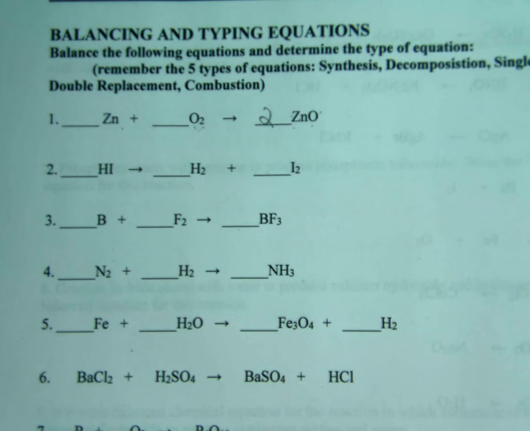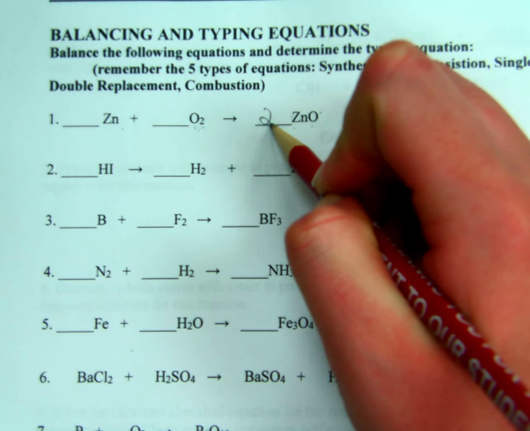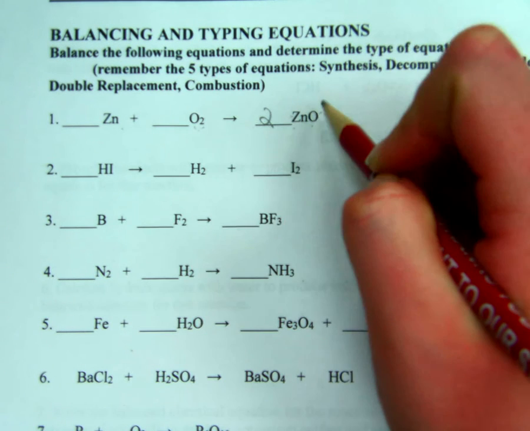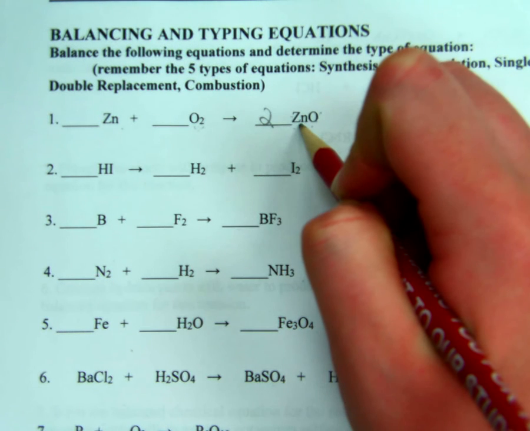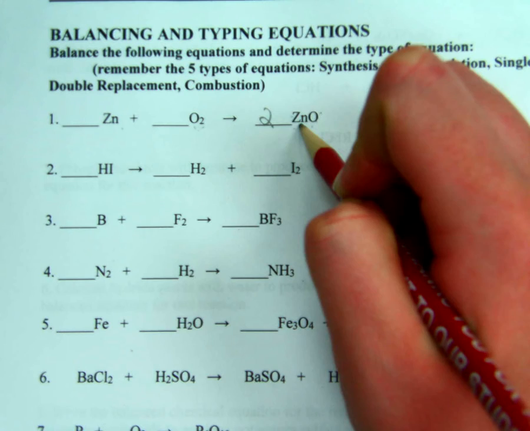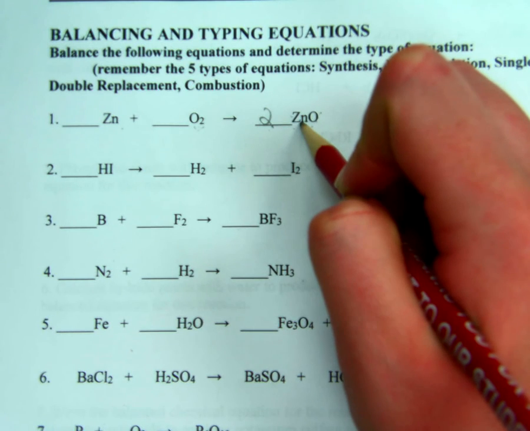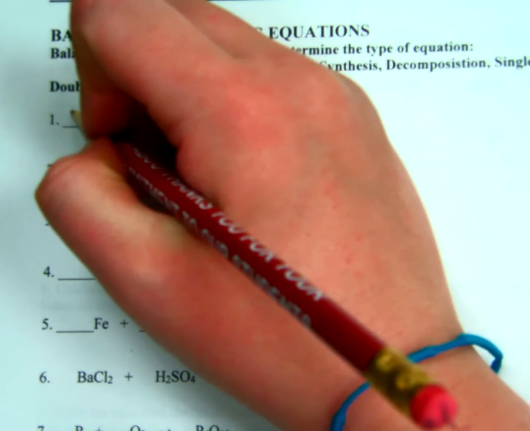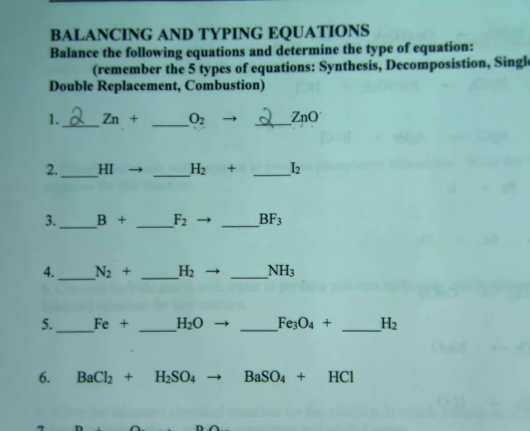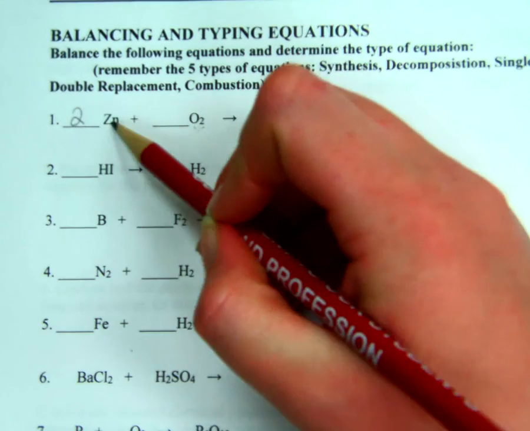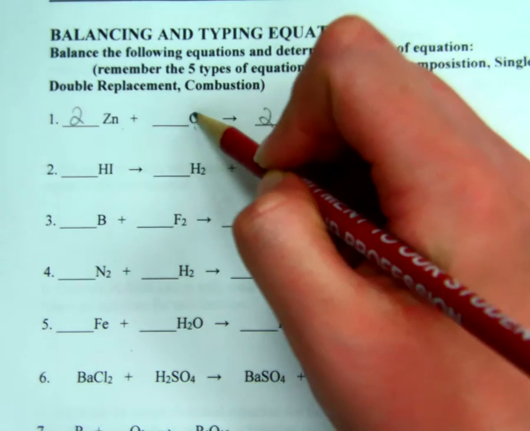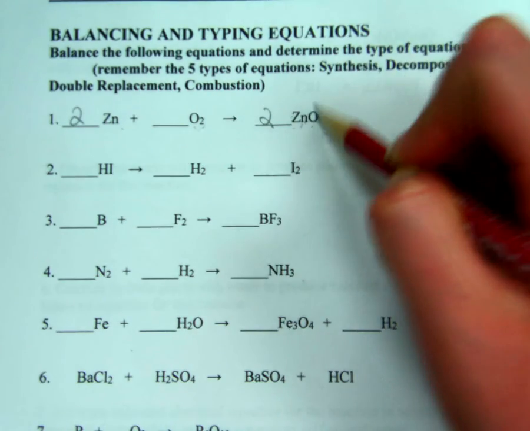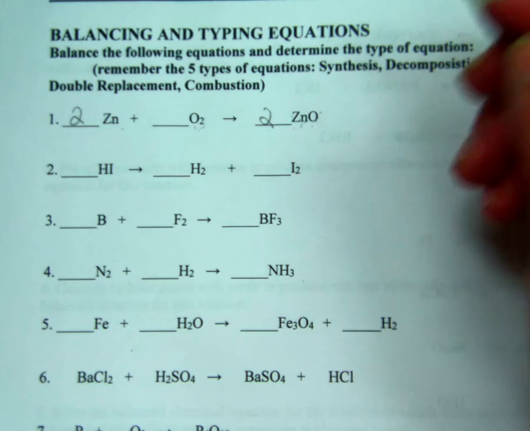Here's the problem. Because we added this 2 as a multiplier, it doesn't just affect the oxygens, it also affects my zinc, or Zn. So I have 2 on my product side. I'll multiply the zinc by 2 on my reactant side to balance it out. Once I add in all of my coefficients, I go back and check to make sure. We've got 2 zincs, 2 zincs, 2 oxygens, 2 oxygens, so this is now balanced.